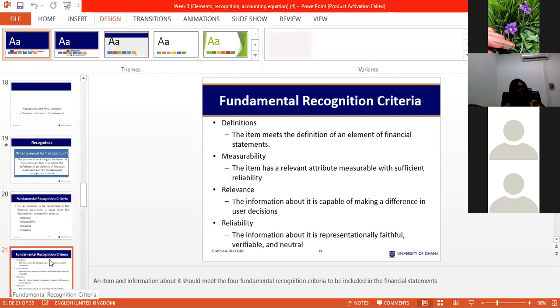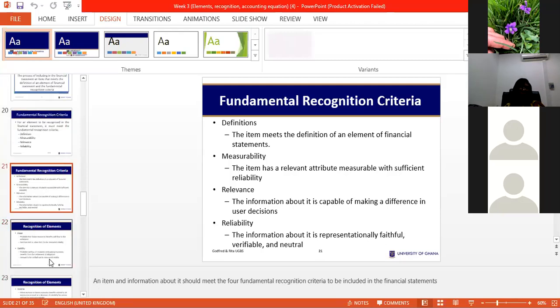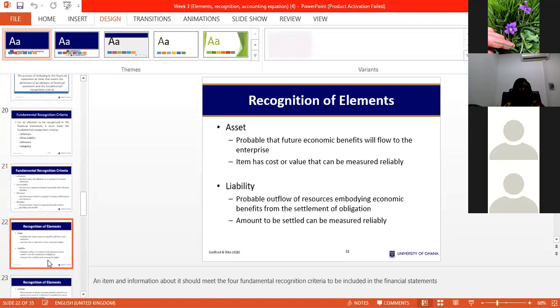Liability, a present obligation as a result of a past event, which will result in outflow of the economic resources. To be able to recognize an asset, you must determine whether there's a probable future economic benefit. Aside from the control or the ownership, this is very key. There should be a probable future economic benefit.